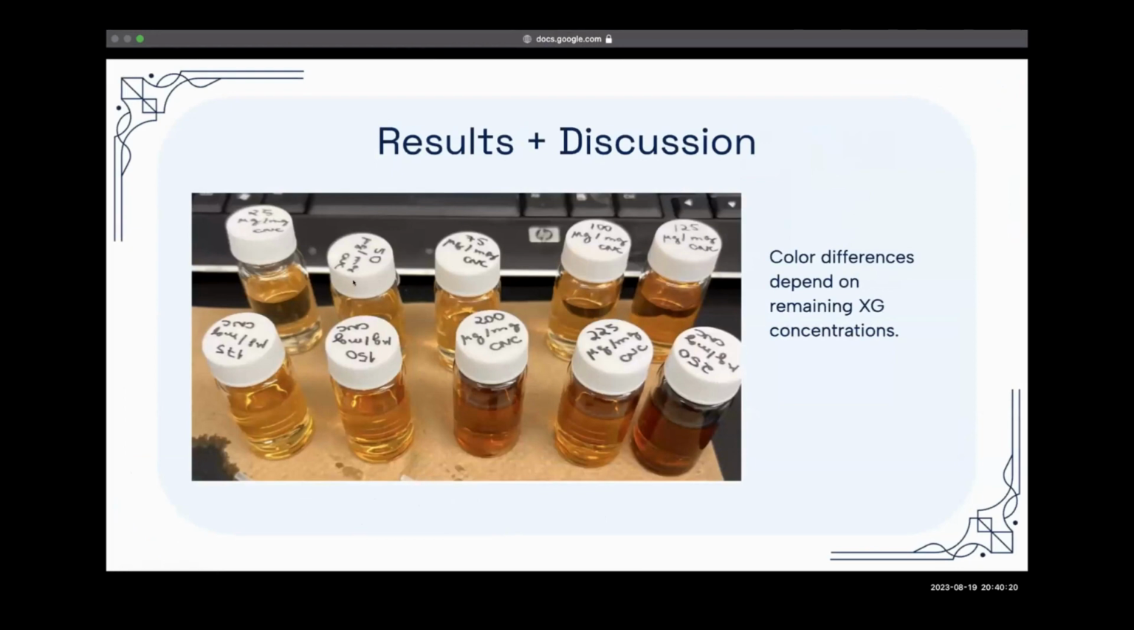So here's a picture showing how the supernatant of each sample looks after passing through the orcinol reaction. As you can see, at the 25 concentration of CNC to xyloglucan, it's a much yellower color compared to the 250. This is because the color differences depend on the xyloglucan concentration. If there's more remaining xyloglucan left in the supernatant, the stronger the reaction will be, so the more red the color.